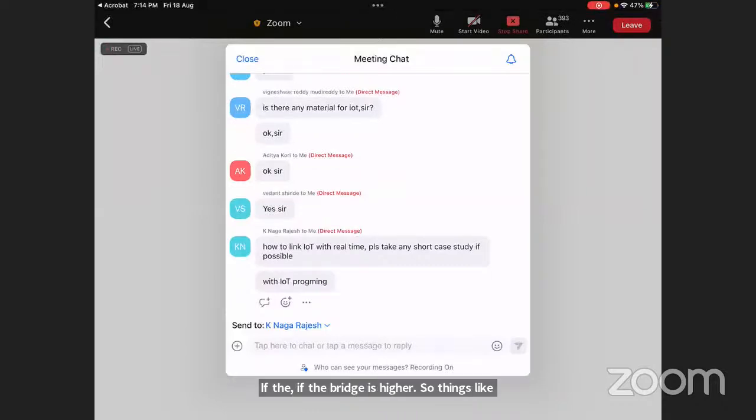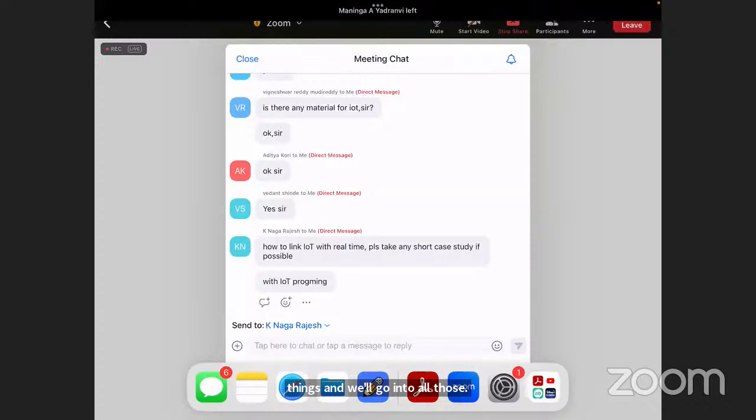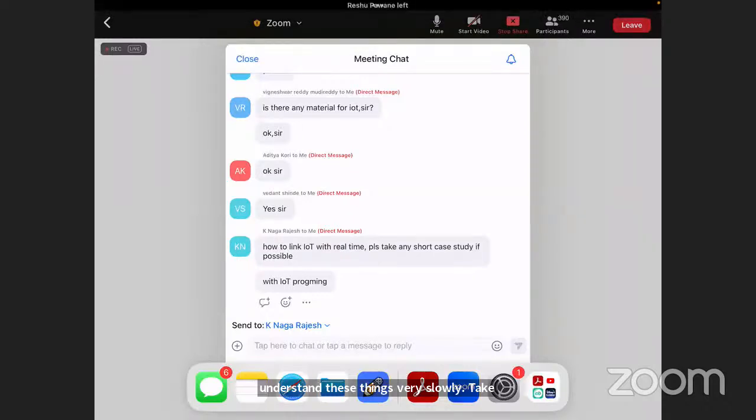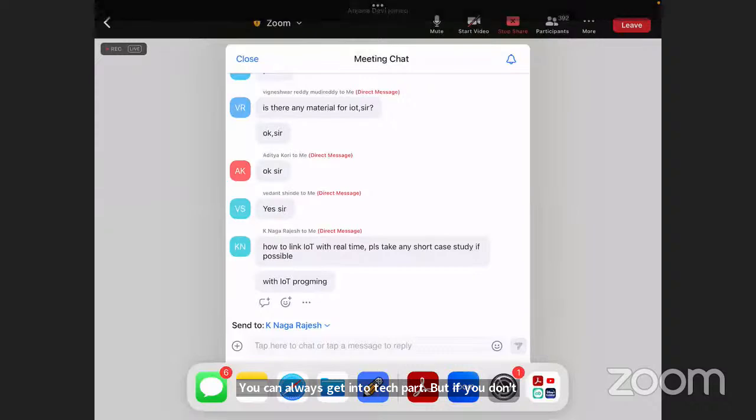Yeah, we'll do that programming. Don't worry, we'll do that. We'll discuss first. We have to first understand these things, and we'll go into all those parts. Don't worry. No need to hurry. You have to understand these things very slowly. The tech part is always there. You can always get into the tech part, but if you don't understand problem statements properly, you will never be able to become a good IoT engineer. Because if you want to become a full stack IoT engineer, you have to first understand what the problem is. Then only can you give a solution.